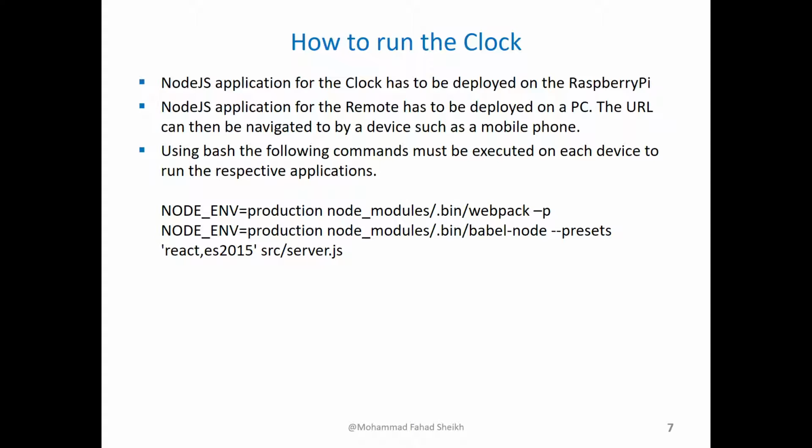So how to actually run the clock? There are 2 Node applications. One is installed on the Raspberry Pi, and the other is going to be installed on a PC or any other machine, a server. The one that is installed on the server is for the remote controller application, and once it's launched and runs, that URL can be used by an Android phone or iPhone, and that will display the remote controller that will control the Raspberry Pi. It's just 2 simple bash script commands, and you have to execute them on the Raspberry Pi and on the PC, and it will run the server and get everything started on 2 separate IP addresses.